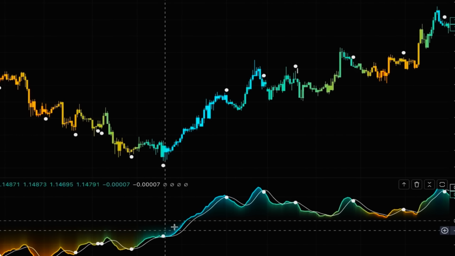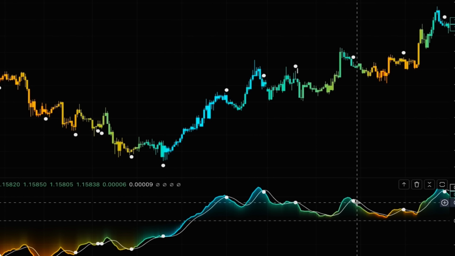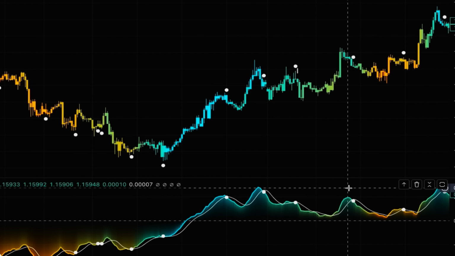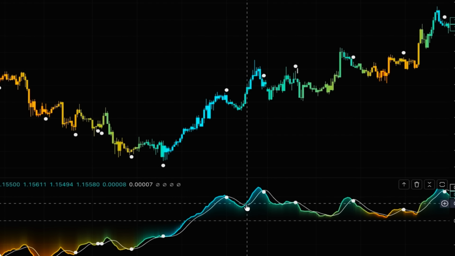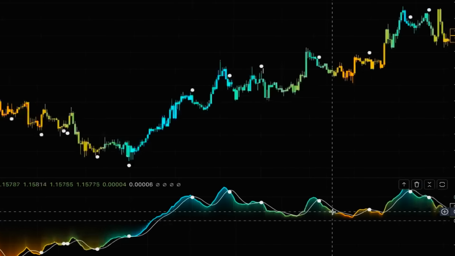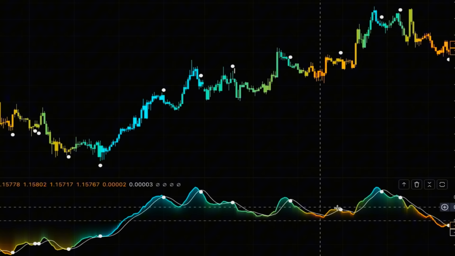Or similarly here, when the oscillator line is above the center line, which tells us that the market is trending up, then the bullish crossovers, which is when the oscillator line crosses above the signal line, can be used for entering a trade in the same direction as the current trend of the market.